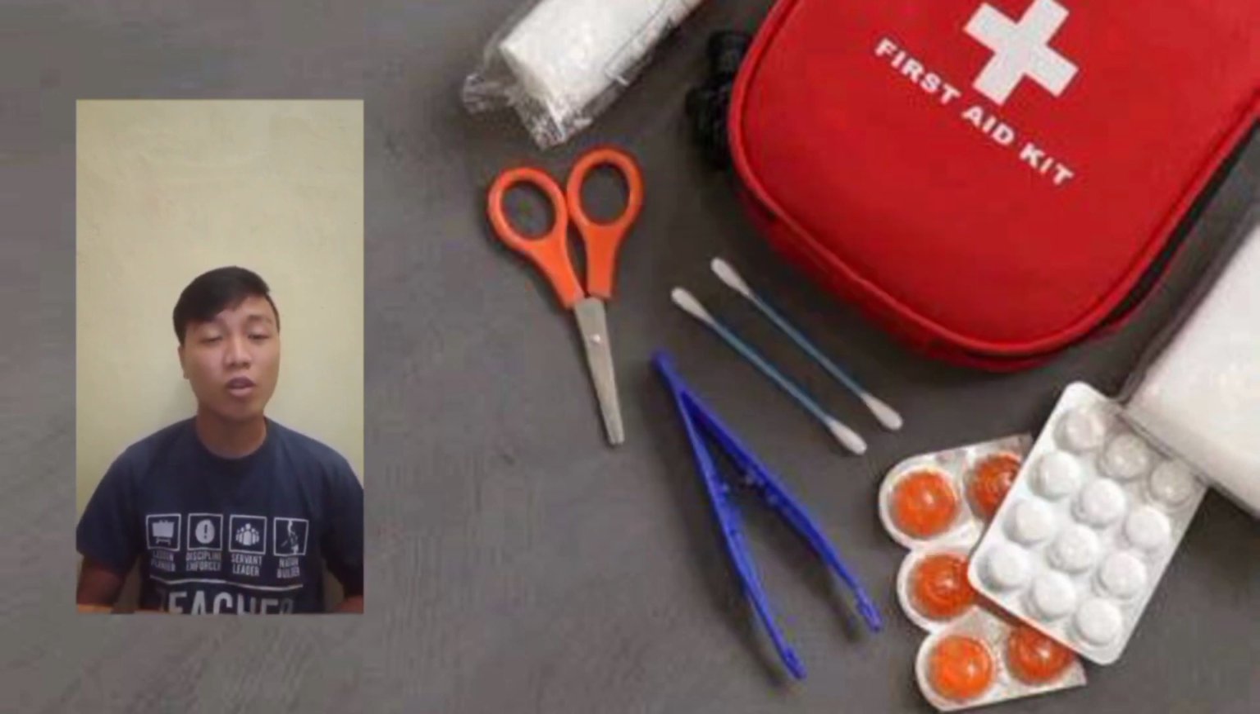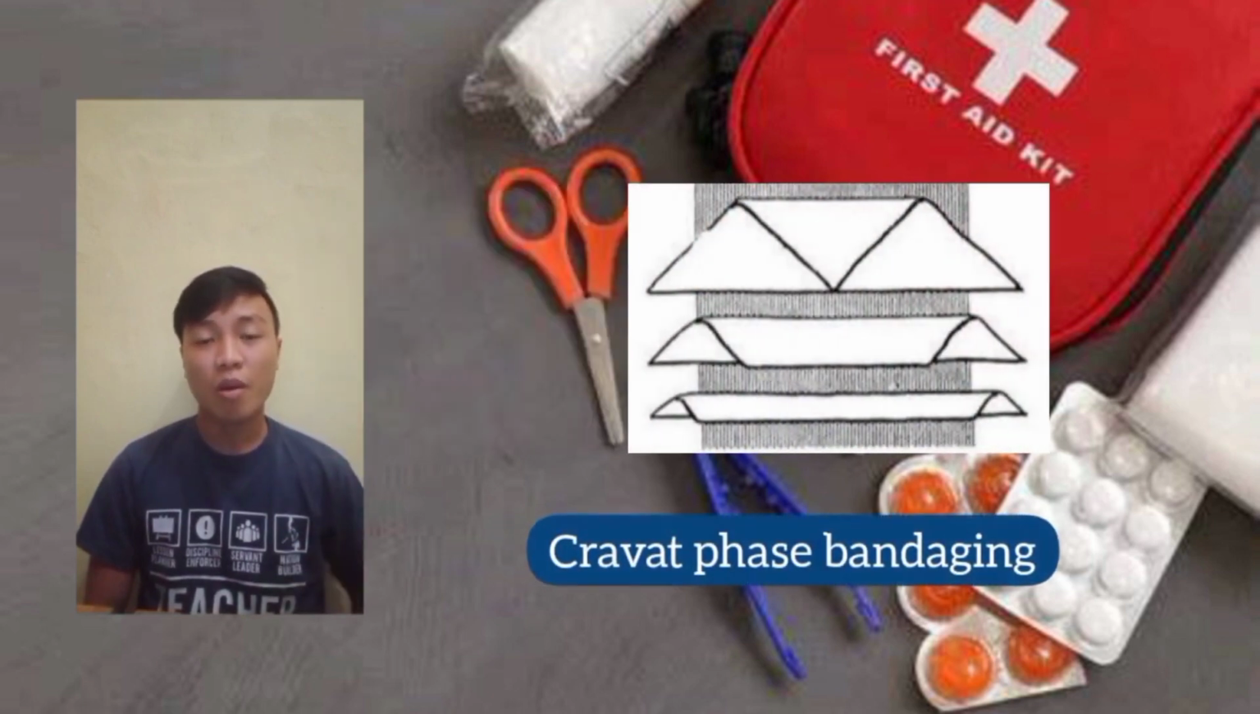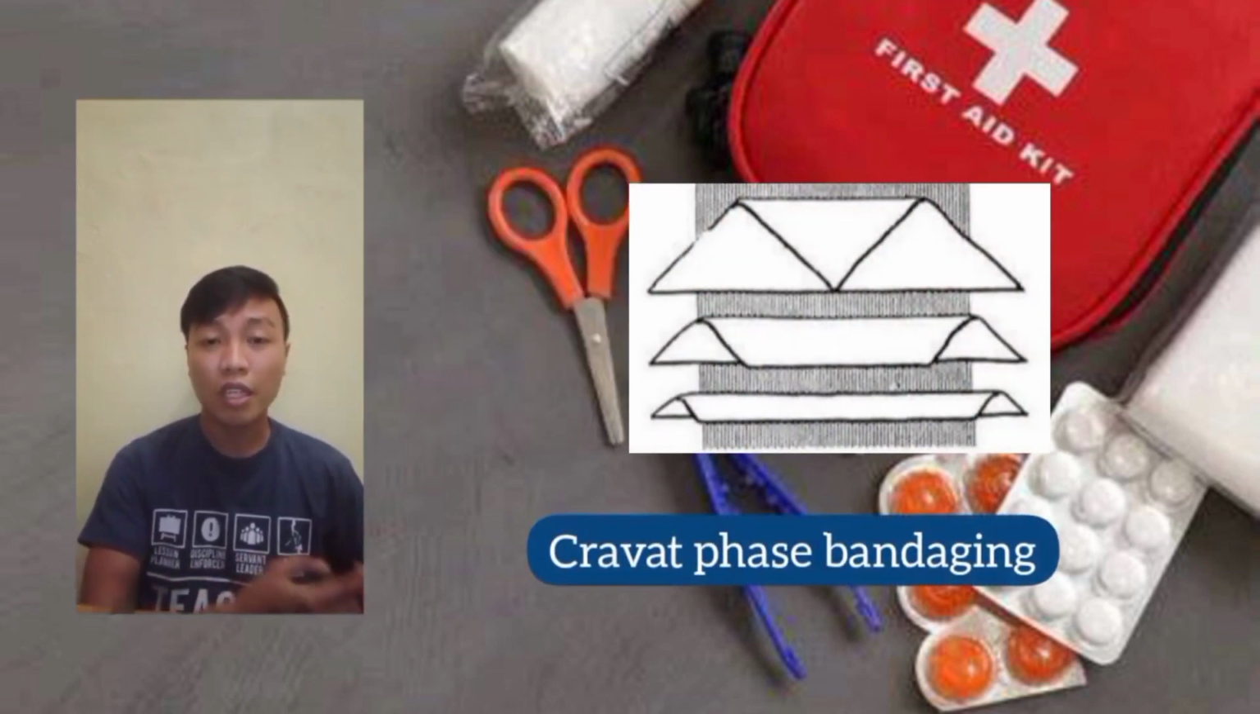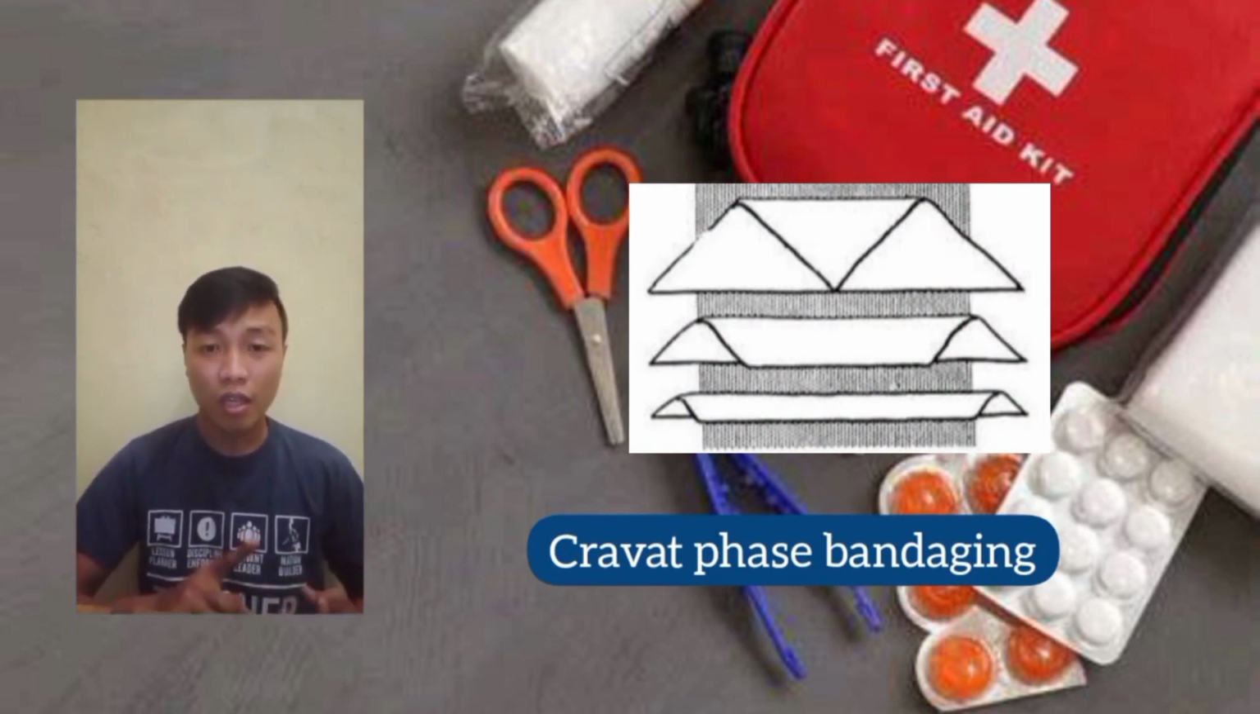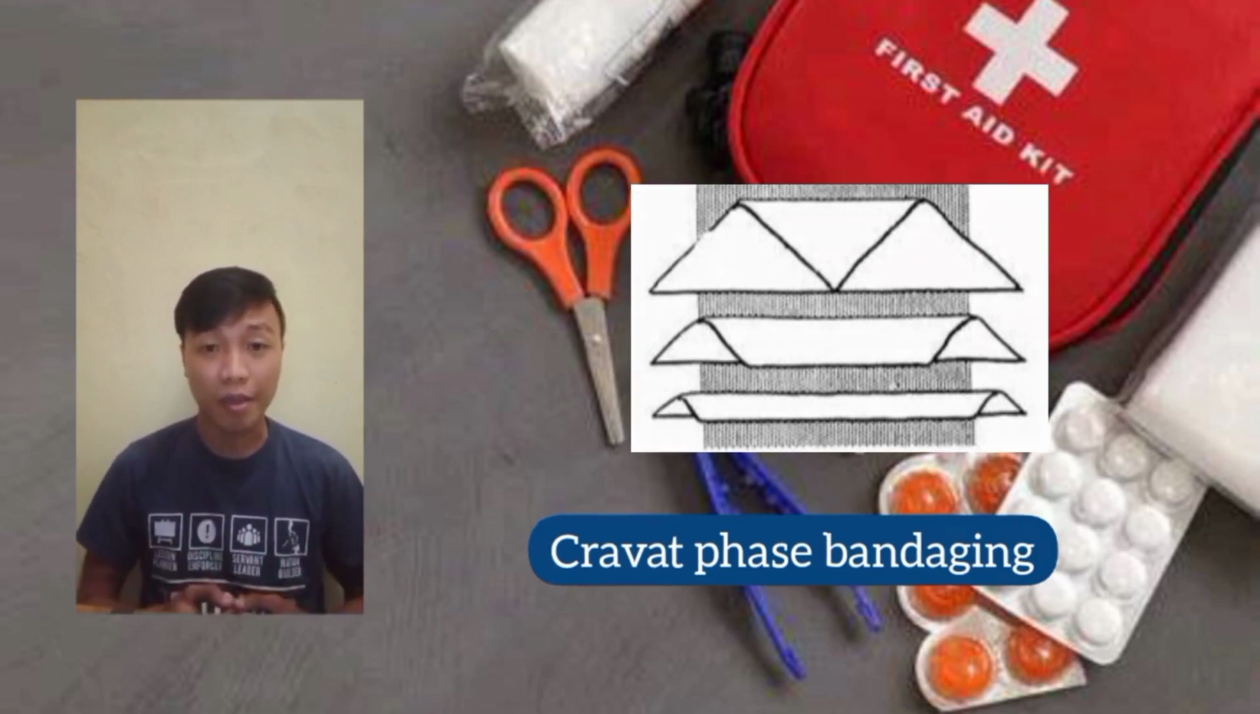The second one we call a cravat face bandaging. The cravat face bandaging is used for wounds that need extra support, like wounds in the eye, elbow, ear, cheek, jaw, knee. And for a sprain, we use cravat bandaging for a small part injury or burn in our body.